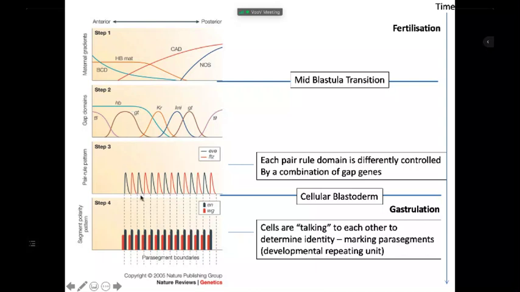And what you can see here is that these pair-rule domains overlap different numbers and different located gap domains. So each pair-rule domain is differentially controlled by a different combination of gap genes. And then that gap gene expression sets up, our pair-rule gene expression rather, sets up the arrangement of parasegment boundaries where cells are talking to each other to determine identity, marking the parasegments, which are the developmental repeating unit.